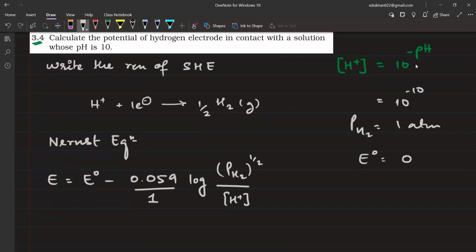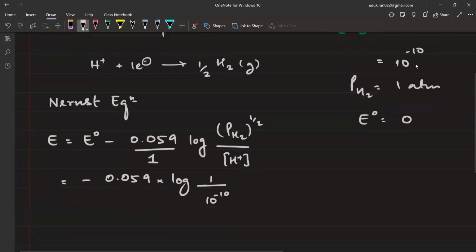What is the E naught of this? 0. So, 0 minus 0.059, sorry, into log of 1 to the power of anything, which will be equal to 1, divided by H plus, the concentration 10 to the power minus 10. Please let me know if you get stuck anywhere. If you do not understand anything, please tell me.